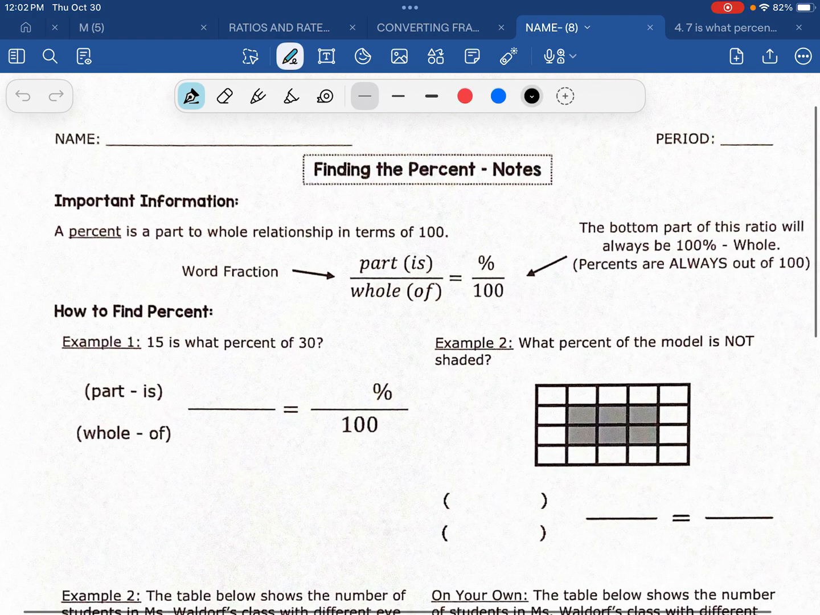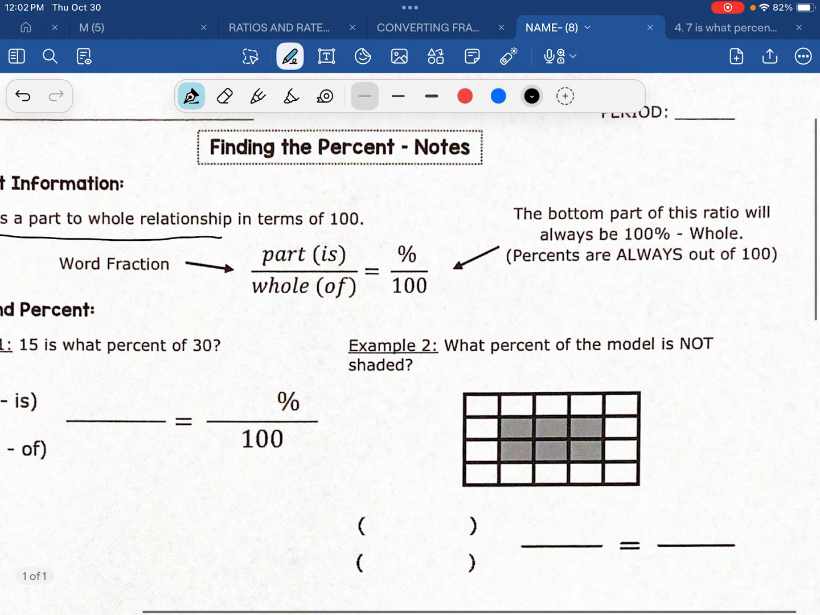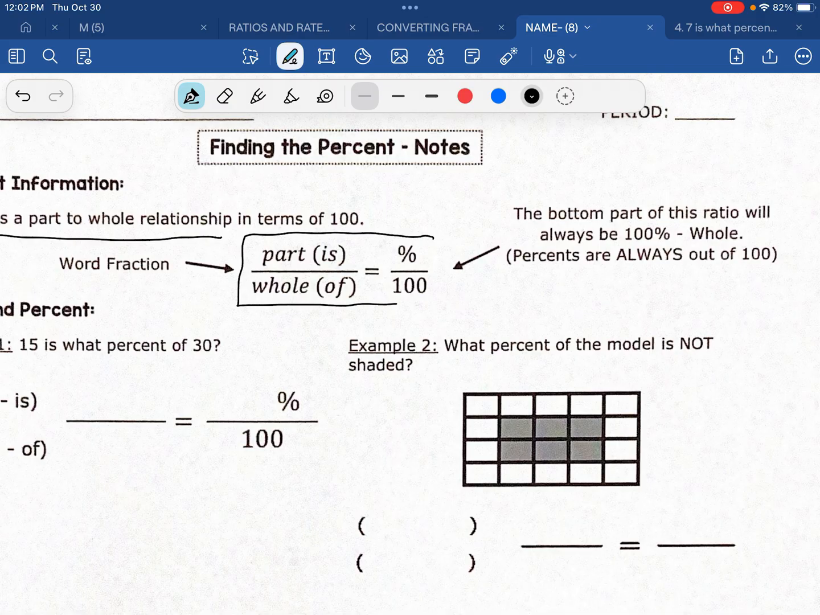All right, today's notes we're going to be finding percents. In the way that we do this, we know that a percent is a part-to-whole relationship. It is in terms of 100 because percents are out of 100. Okay, so one thing that you need to know is this right here. Part over whole equals percent over 100.